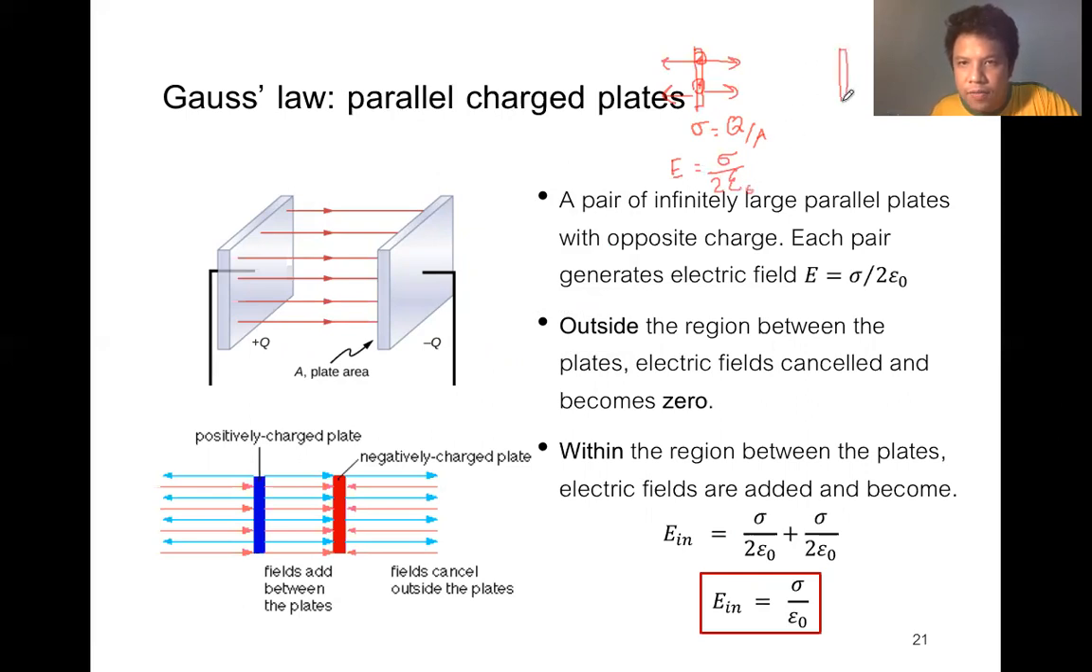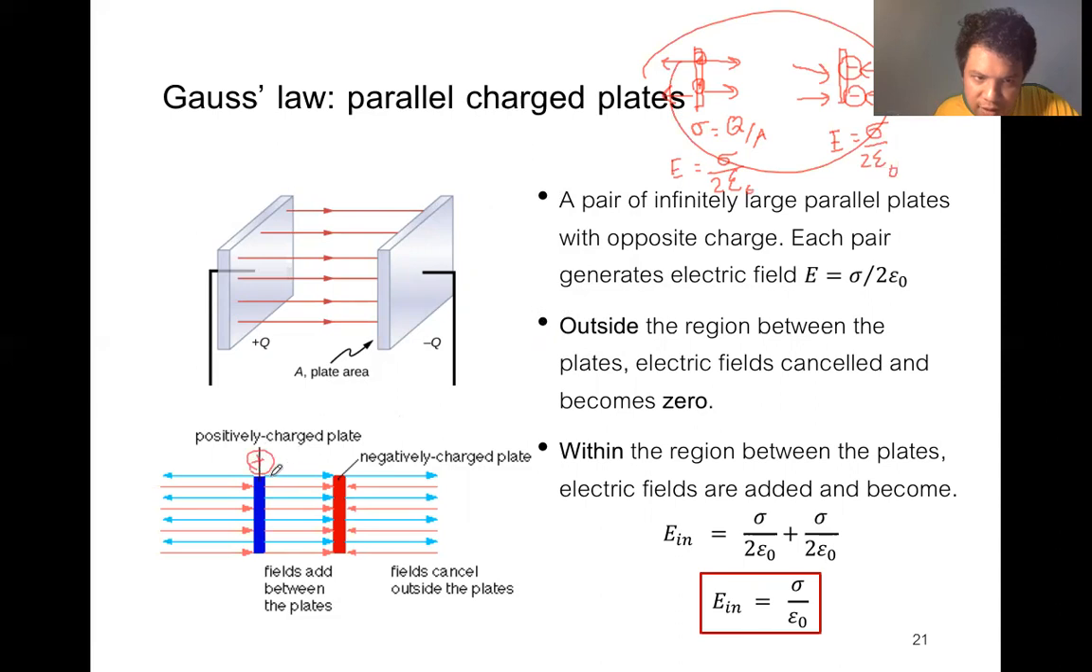And then if I bring another plate that is negatively charged, the direction of the electric field will be coming into the negative charge, and the magnitude of the electric field would be the same. But when I bring these two together, what you see is that for the positively charged plate, the electric field in blue, one will go to the right-hand side and one will go to the left.